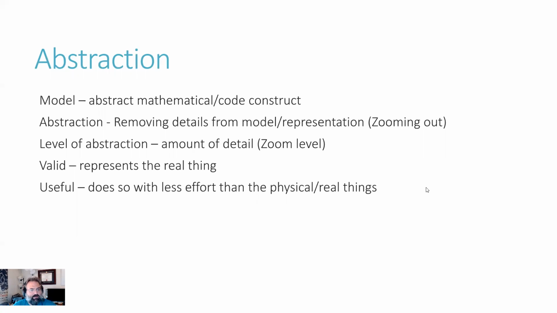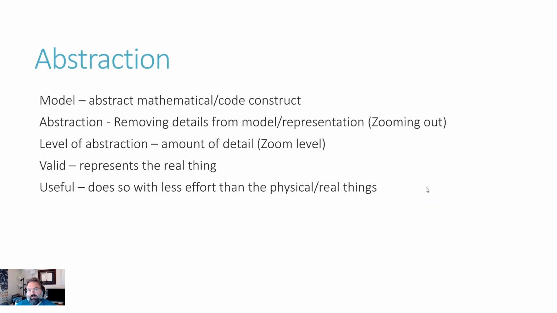Abstraction. Basically, the idea here is that you're going to have a model. Models are going to be an abstract mathematical or code construct of the thing. Abstraction is about removing details from the model, or the thing that you're dealing with. And you can think of it as basically like zooming out, right? So if you're on Google Maps and you zoom out, you're seeing less detail but more stuff. It's kind of that concept. The level of abstraction is the amount of detail that you're seeing, so the amount of zoom level in that analogy. A valid model is a representation of the real thing.